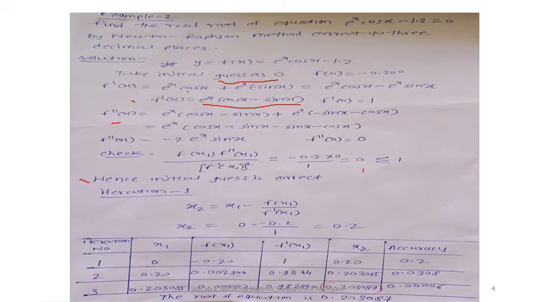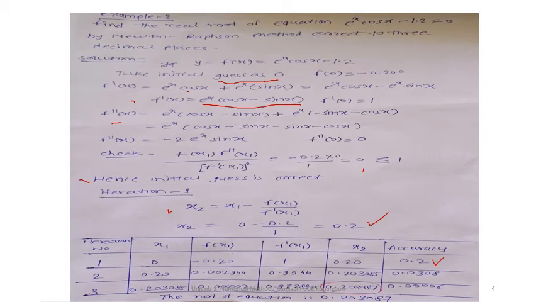Okay, so you put the value 0 and find that it is less than 1, so the initial check is satisfied. So let us say x2 is equal to x1, that is our initial guess 0, so 0 minus f of 0 upon f dash of 0, that comes to 0.2. The accuracy is of course 0.2, because 0.2 minus the initial guess, that is 0, so the accuracy is 0.2.